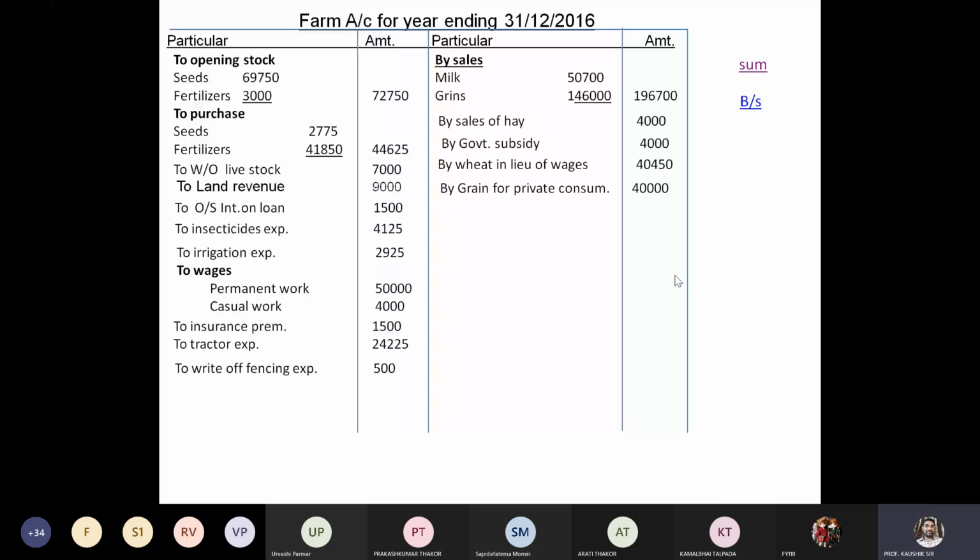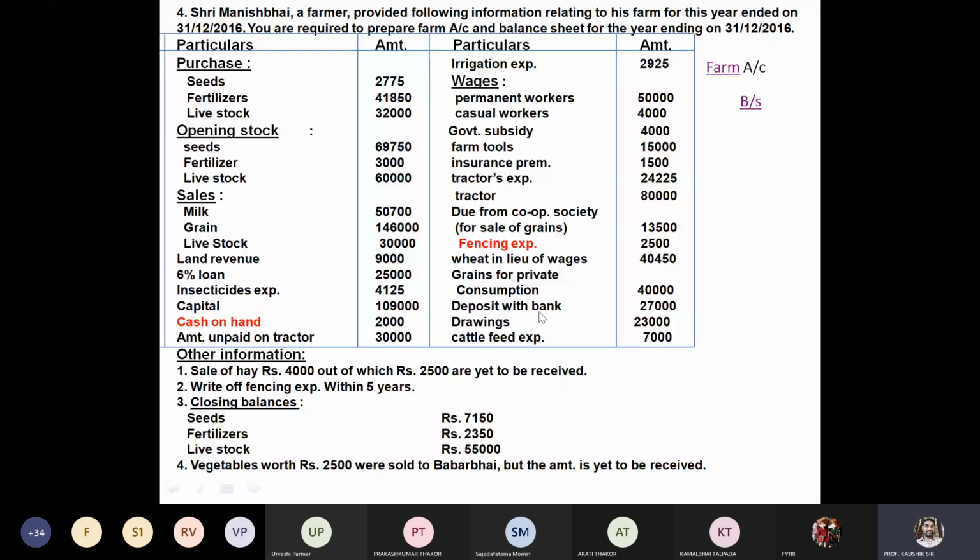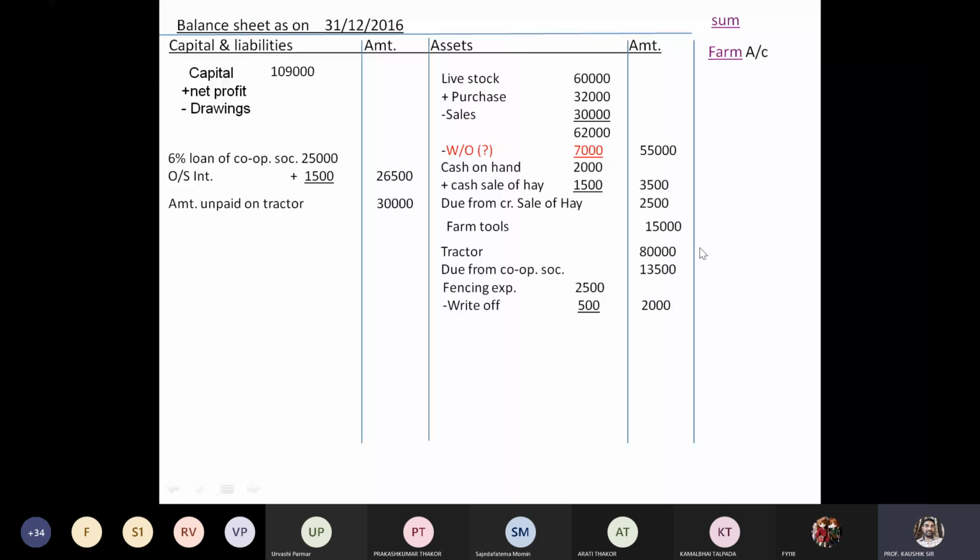Go to the sum. Deposit with bank 27,000 and drawing 23,000. Deposit in bank as an asset in the balance sheet. Deposit in bank as an asset. Drawing એટલે ઉપાડ, 23,000 drawing.